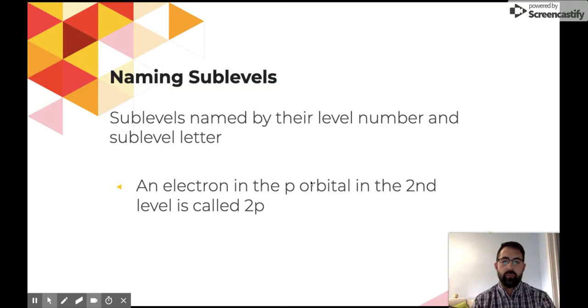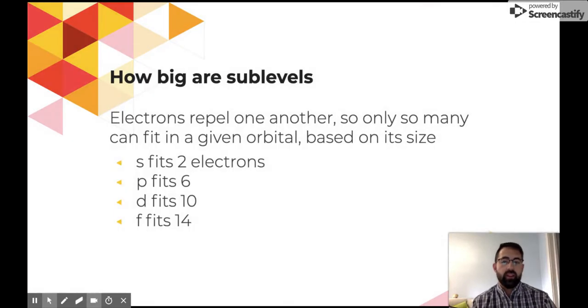All right. So each sublevel is named by its level number and its sublevel letter. So an electron in the p orbital in the second level is 2p. We'll see that more in a minute. Sublevels exist because electrons have the same charge, so they repel each other. They don't like being close to each other. Just like magnets, like charges repel.